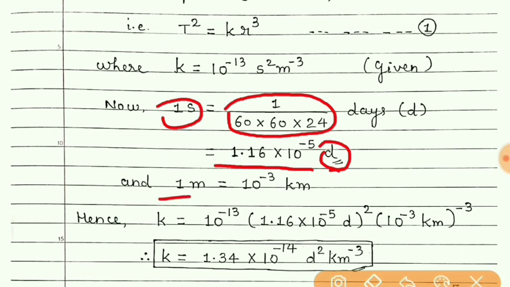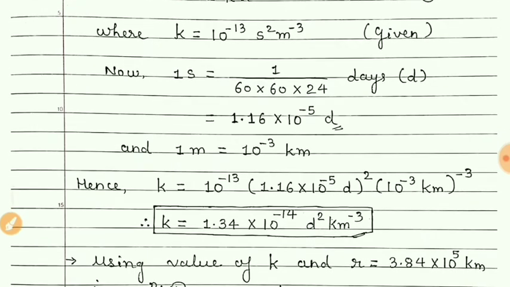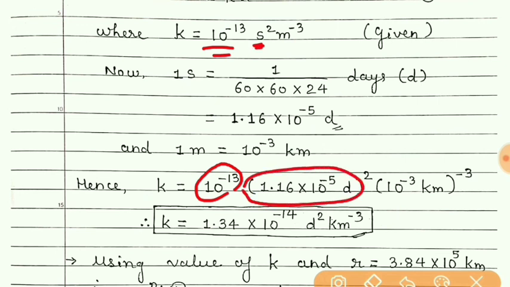Also, we know that 1 meter is equal to 10 raised to minus 3 kilometer. So now, simply what you have to do? 10 raised to minus 13 as it is. Now 1 second is equal to this much days, and as it is square here, we have kept square. And 1 meter is equal to 10 raised to minus 3 kilometer, but as the power is minus 3, here also minus 3.